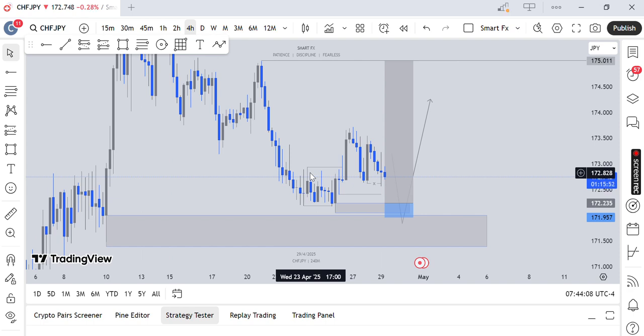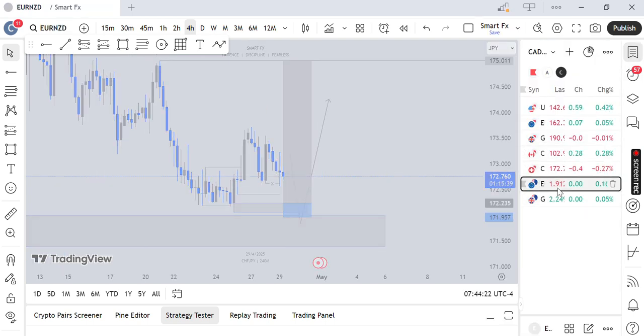So the distance is more. If I'm able to find a confirmation entry, I will take that trade to take out the high, which will be over 8 RR if I find my confirmation. So for now, okay, Euro NZD.